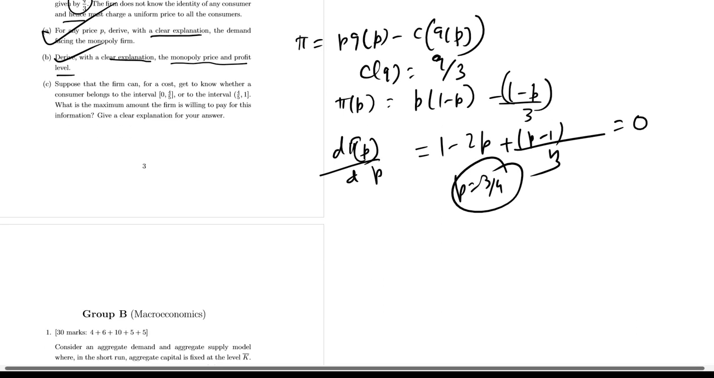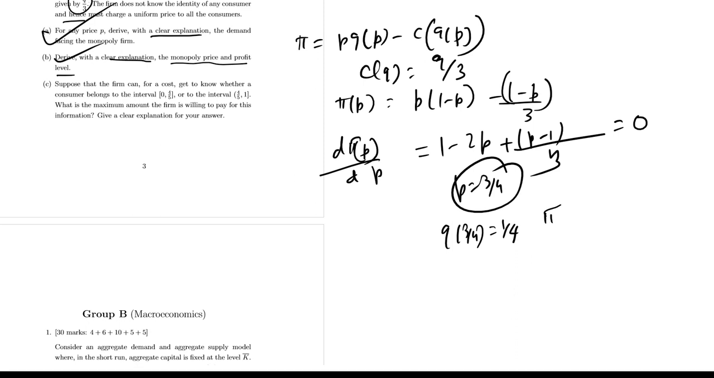Substituting P equal to 3 by 4, Q at 3 by 4 will be 1 by 4. Pi of 3 by 4 will be 3 by 4 into 1 by 4 minus 1 by 4 into 3. So that is 1 by 8. So the price is this, and the profit is this.